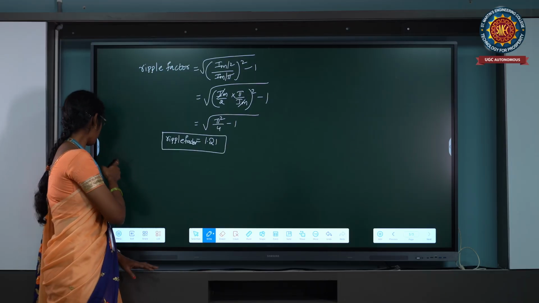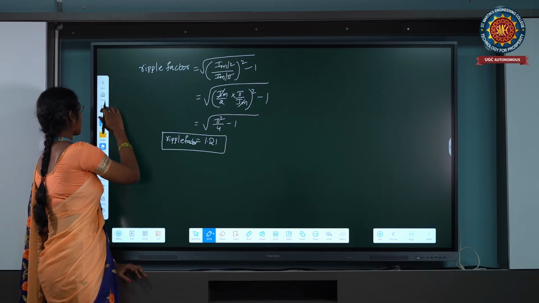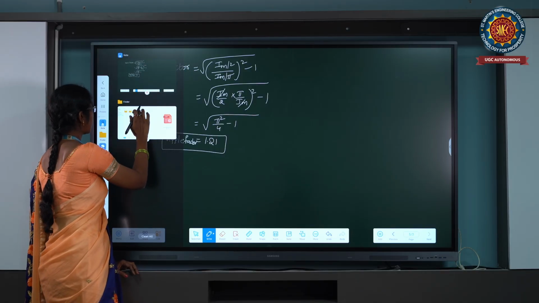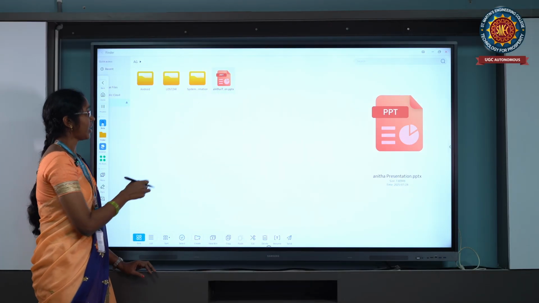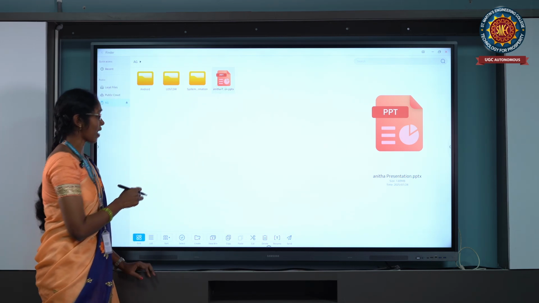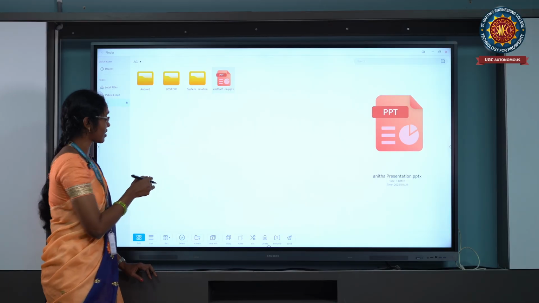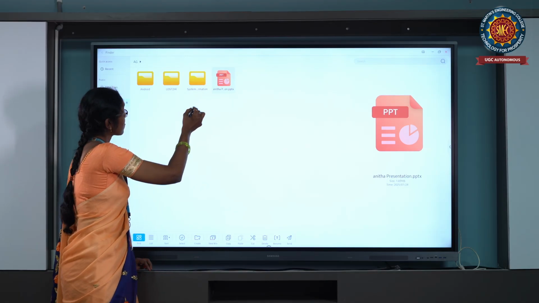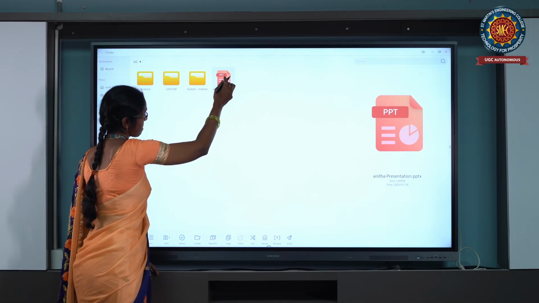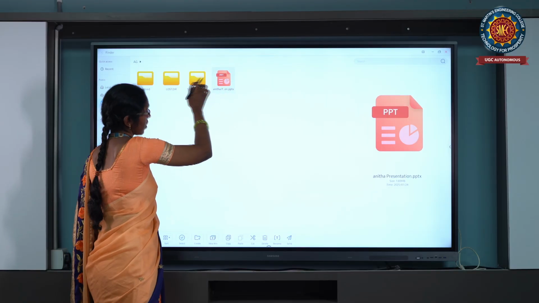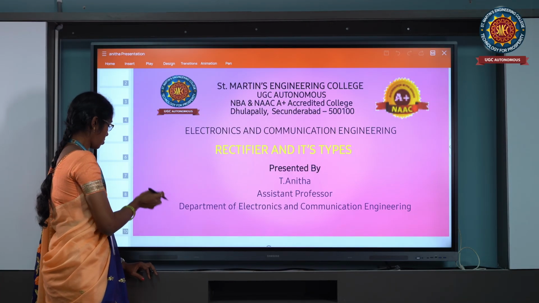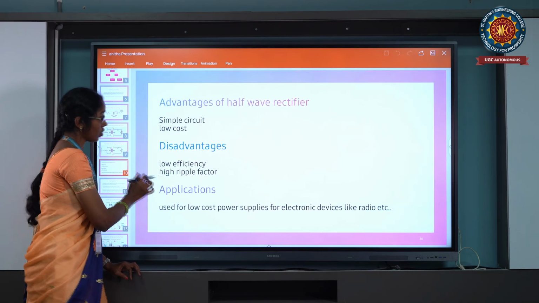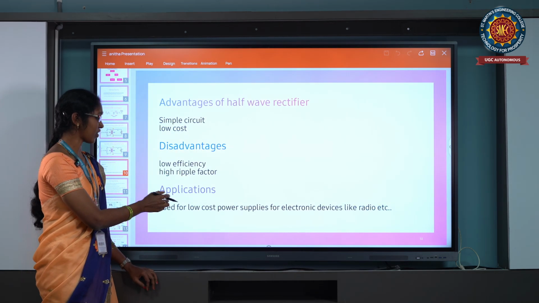These are the two drawbacks of the half wave rectifier. One is that efficiency is very low. Another one is that ripple factor is very high. So coming to applications of half wave rectifier, it is mainly used in low power supplies like electronic devices, like radio devices and so on. These are used in low cost power supplies.